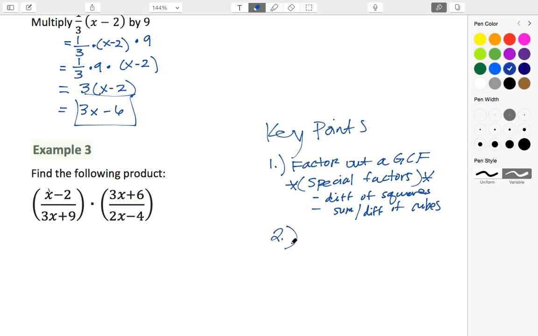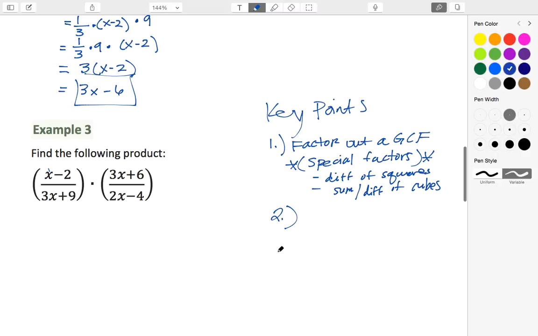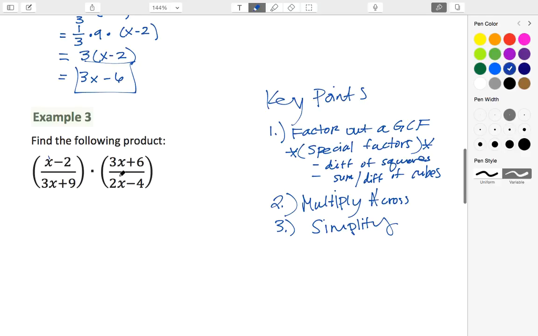And then step 2, we want to factor out GCF, then we want to multiply across. And then step 3 is to simplify. All right, so step 1, let's check out if we have a GCF, right? But first of all, if you're like me, I'm always like, attack the math. But really, I probably should read directions. So find the following product. Okay, cool. So I have to find the product, which means, cool, I could do my factoring.